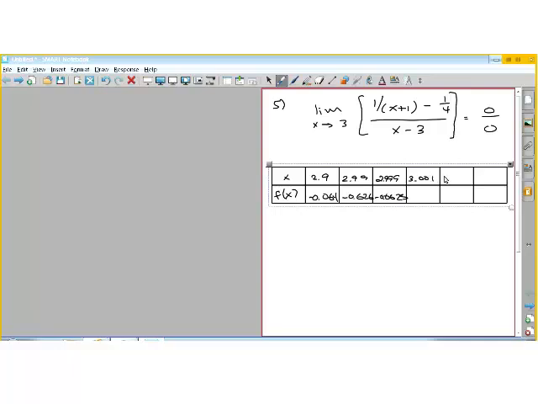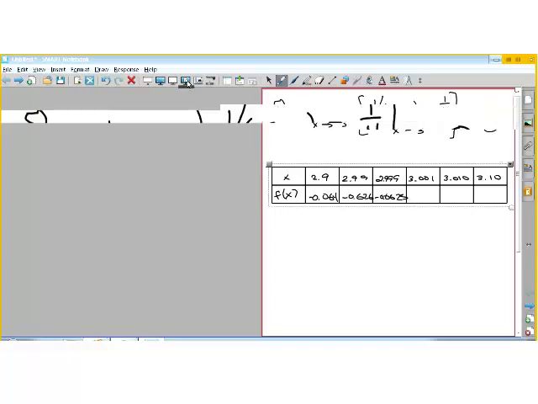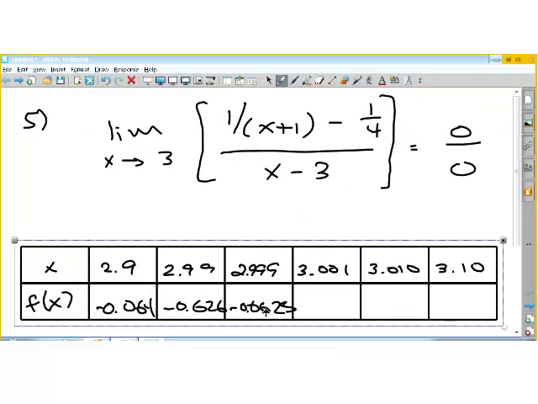Then we can go on the other side. We have 3.001, 3.01, 3.1. Let's plug those in. Those should approach the same number if the limit exists. For 3.001, enter. Let me put this on one page because it's hard to write that small. So we have negative 0.0624. You can see it's on the other side of the limit.